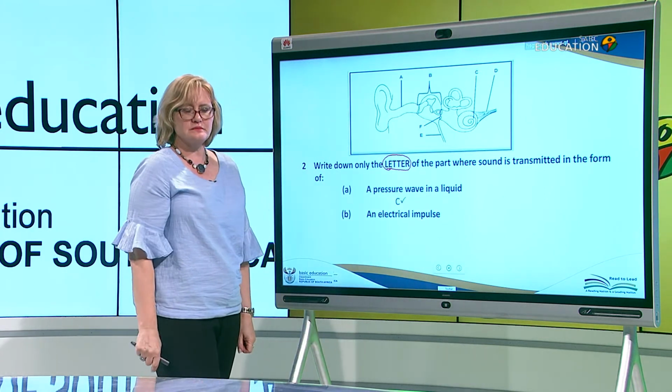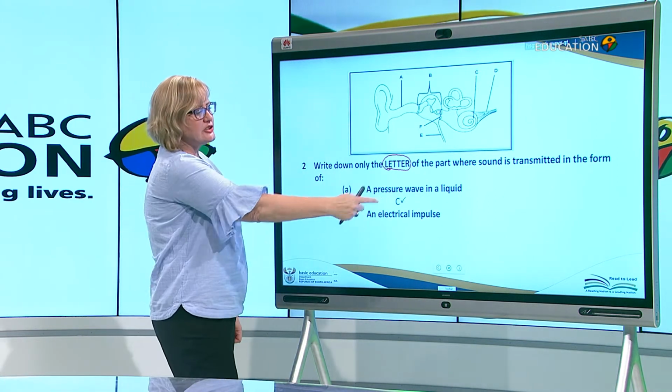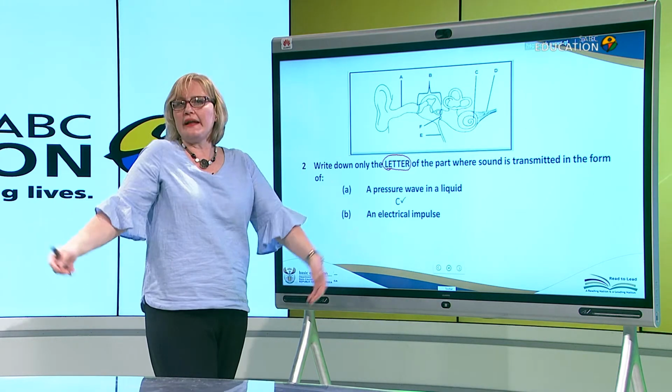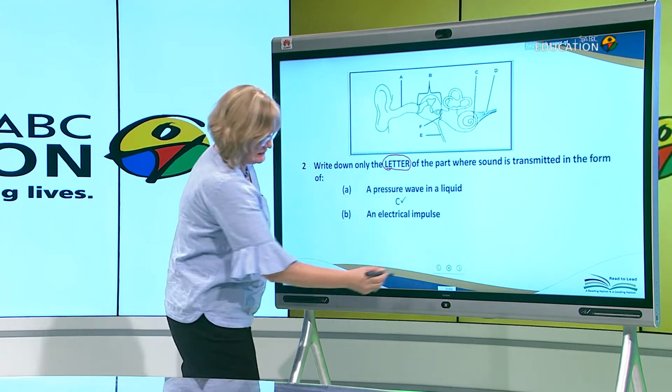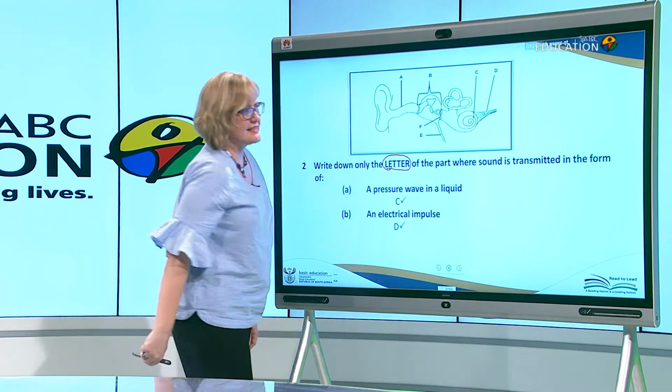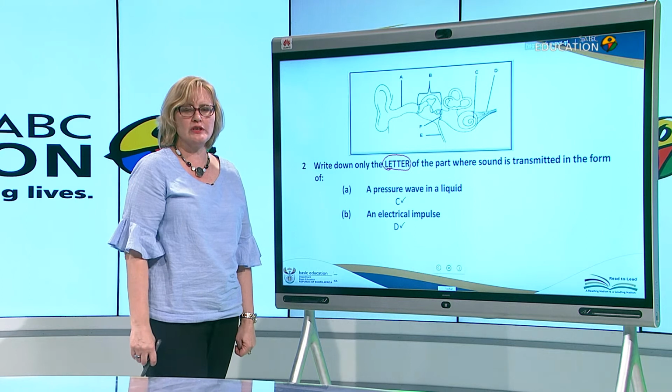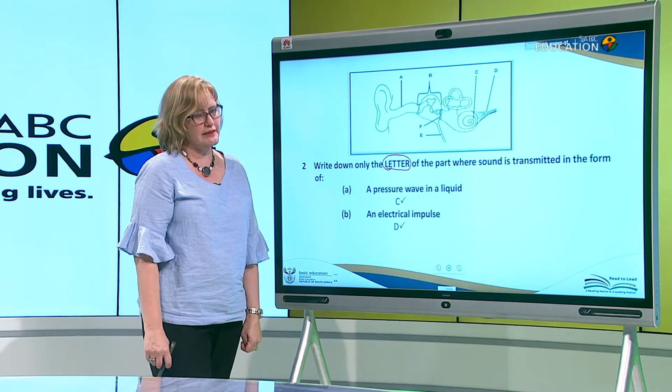So it's C, right? An electrical impulse. Only place that can be is at the nerve there, the auditory nerve. And that's D. Do not write auditory nerve, please.